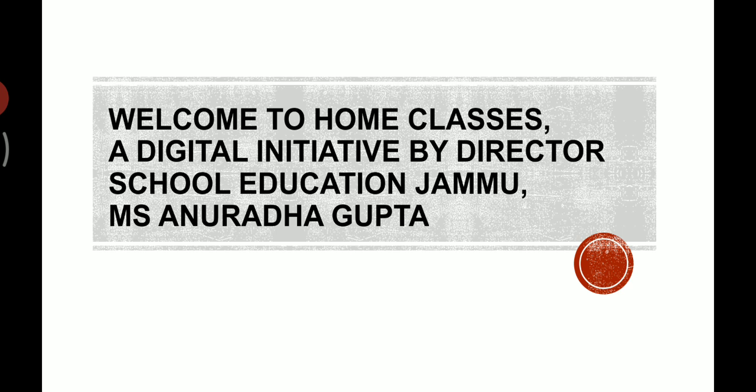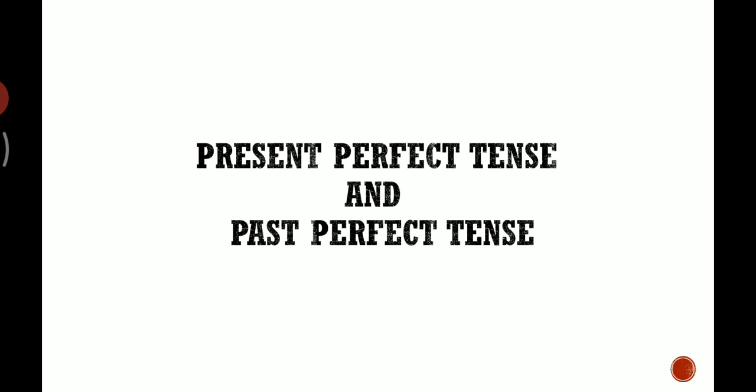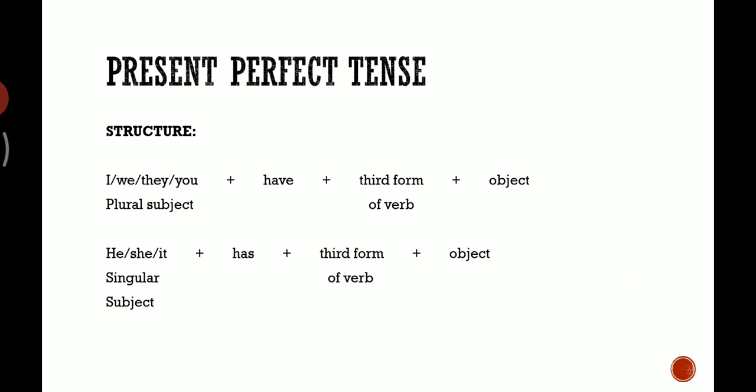Today, we are going to understand present perfect tense and past perfect tense. Let's begin with present perfect tense. First of all, its structure. We use have with third form of verb when the subject is plural.